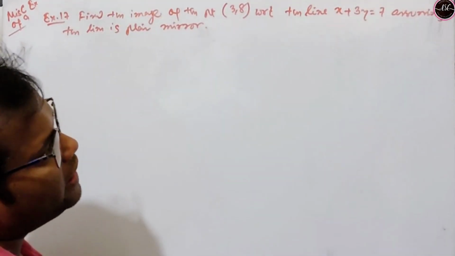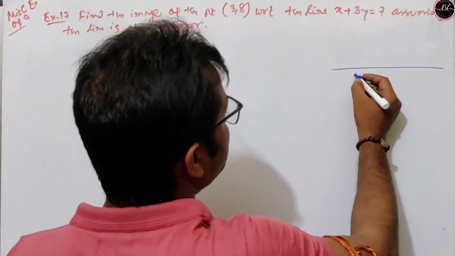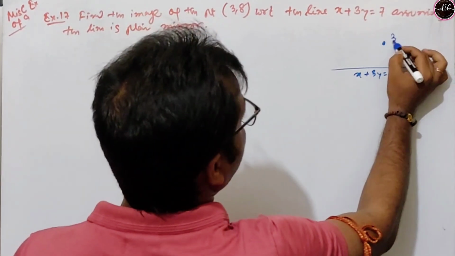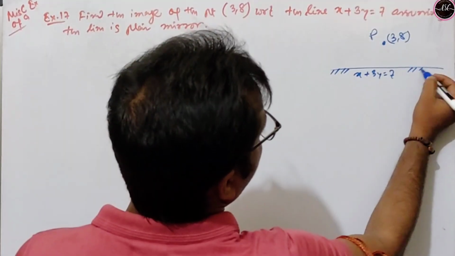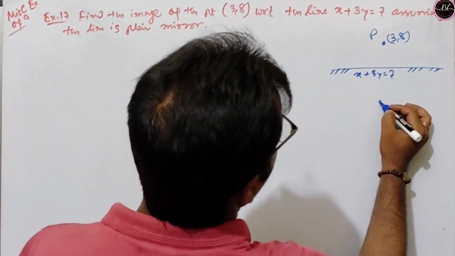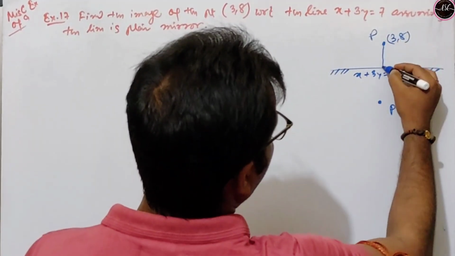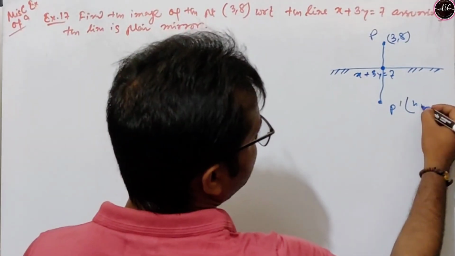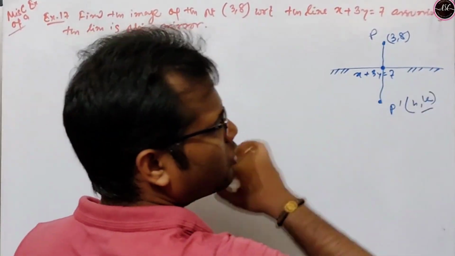Look at this question. Find the image of the point (3, 8) with respect to the line x plus 3y equal to 7, assuming the line is a plane mirror. So just think, this is the line x plus 3y equal to 7, and here is the point (3, 8). Let this be the point P. If this is a mirror, then the image of P, let P dash, will be here. If we join this, the line is a bisector, let P dash be (h, k), and this PP dash is perpendicular to this line.